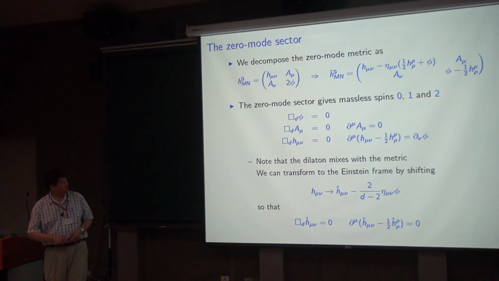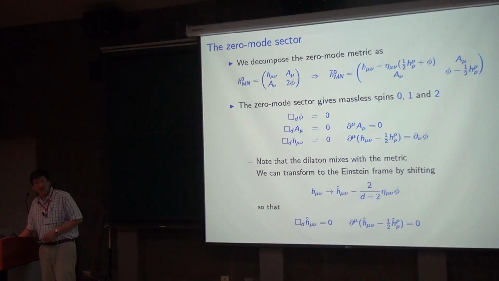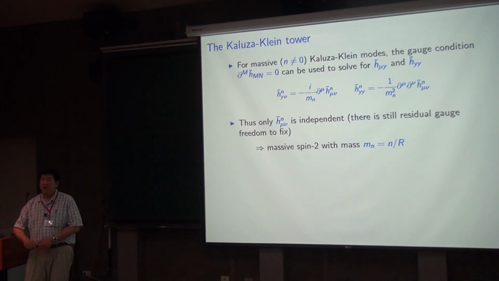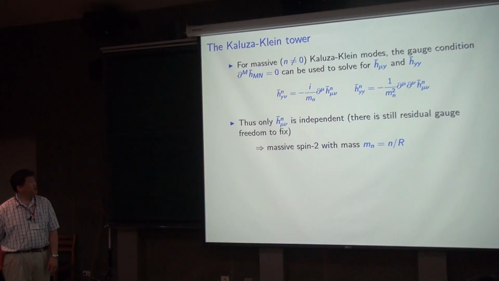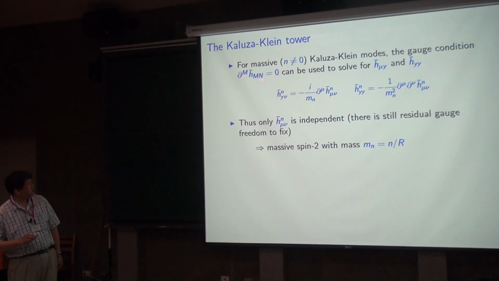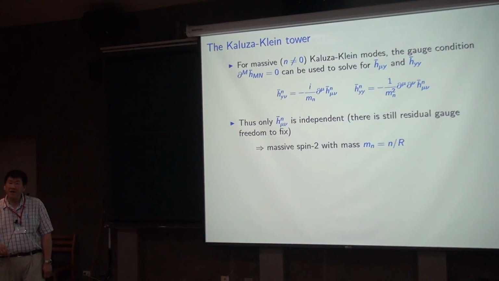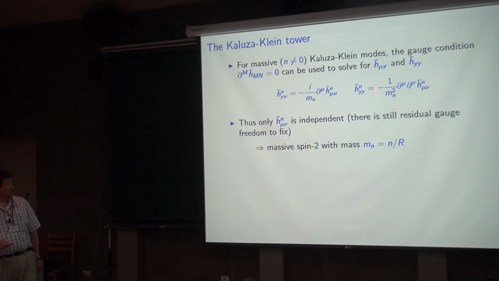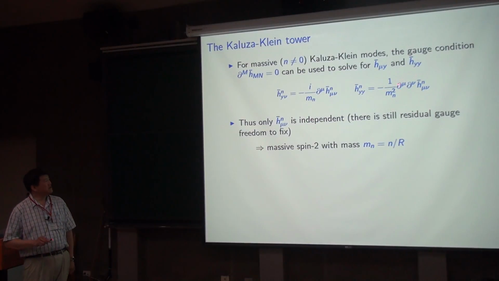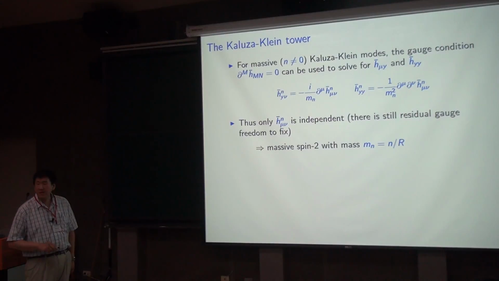So I'll come back to the zero mode reduction, but let me jump to the massive case as well. Now if I turn to the case n not equal to 0, these are the massive Kaluza-Klein states. Then if I look at the 5-dimensional harmonic gauge condition over here, this is the case where I can divide by mass, and I can solve for an off-diagonal component. H_yν can be written in terms of a divergence of h bar μν. H_yy can be written in terms of the double divergence of h bar μν, like that.